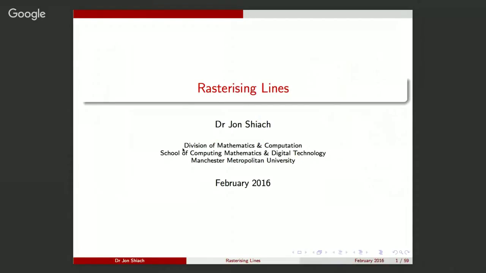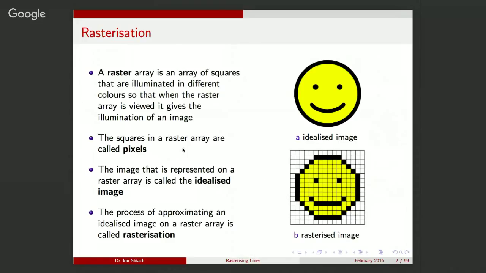Okay, so that's what we're going to be looking at today. It's on a new chapter, chapter 4, in your notes, page 47. Okay, so you're going to be hearing me say a lot of words like rastering, rasterization. What it is, essentially, a raster array is an array of pixels.